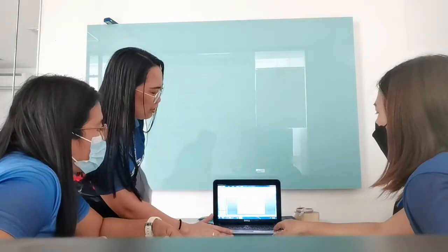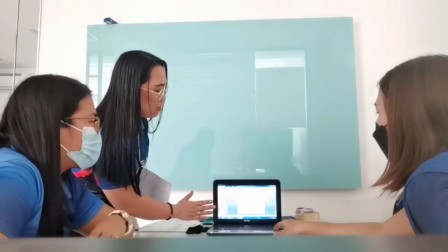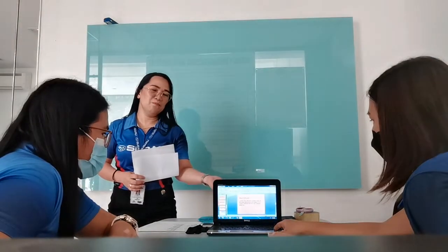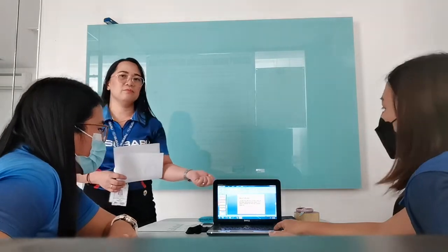Alright, and we also have here the meaning of multiplier. Everyone, please read the meaning of multiplier.